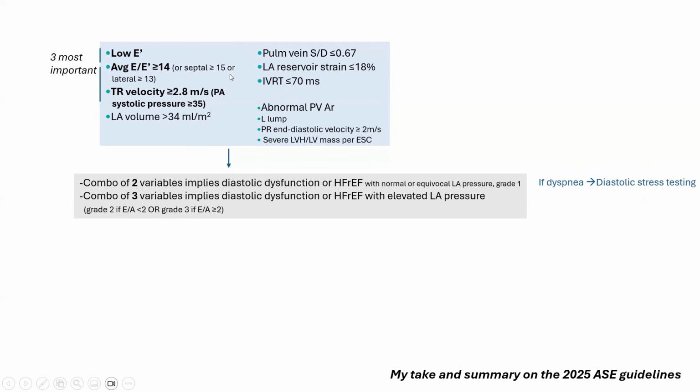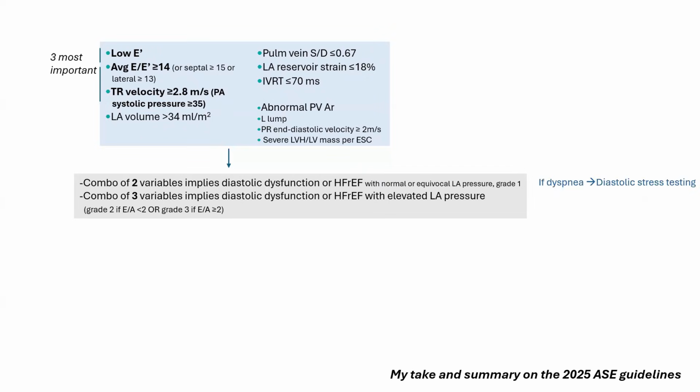And what is the normal value for E to E prime? The septal E prime is smaller than lateral E prime. So the septal E to E prime is normally higher than the lateral E to E prime. So the cutoff for septal E to E prime is 15, whereas the cutoff for lateral E to E prime is 13. And the cutoff for average E to E prime is 14. And importantly, how do we define average E to E prime?